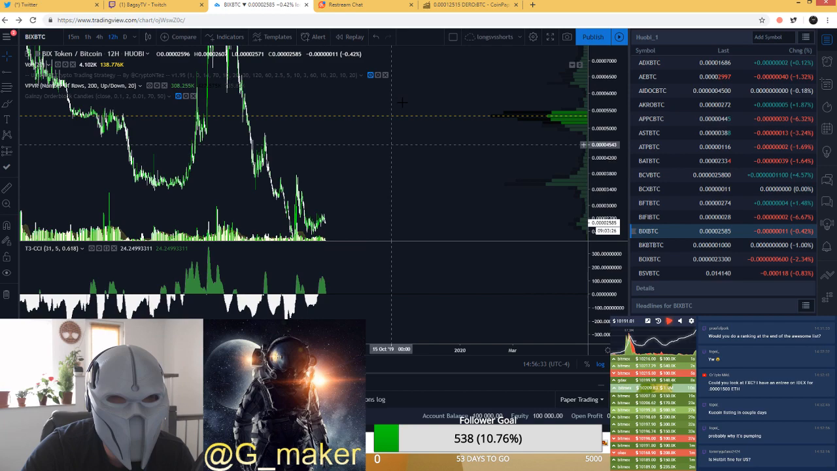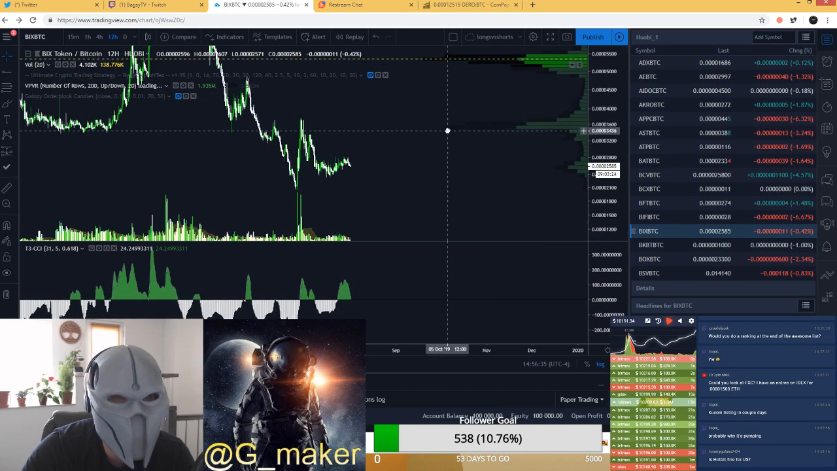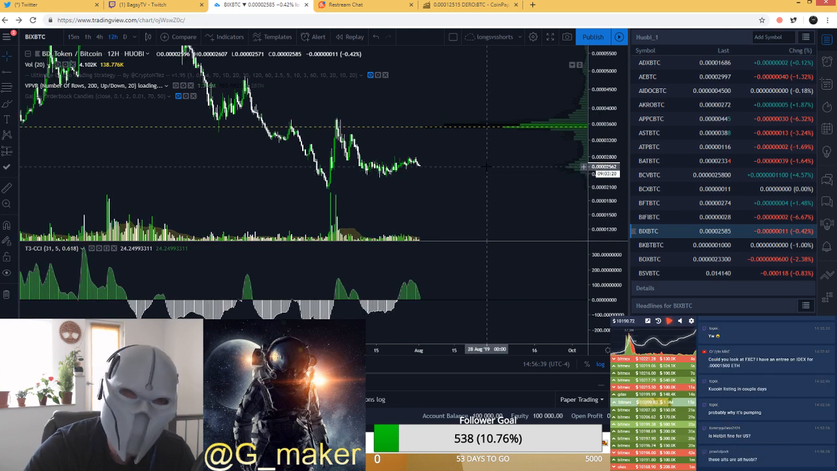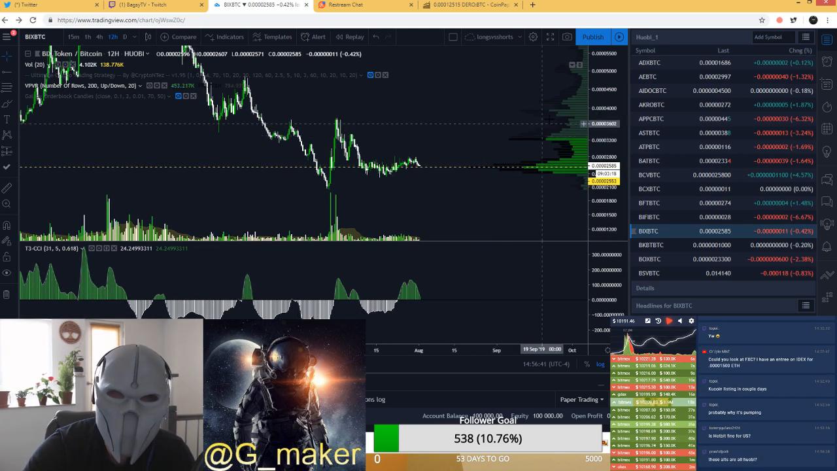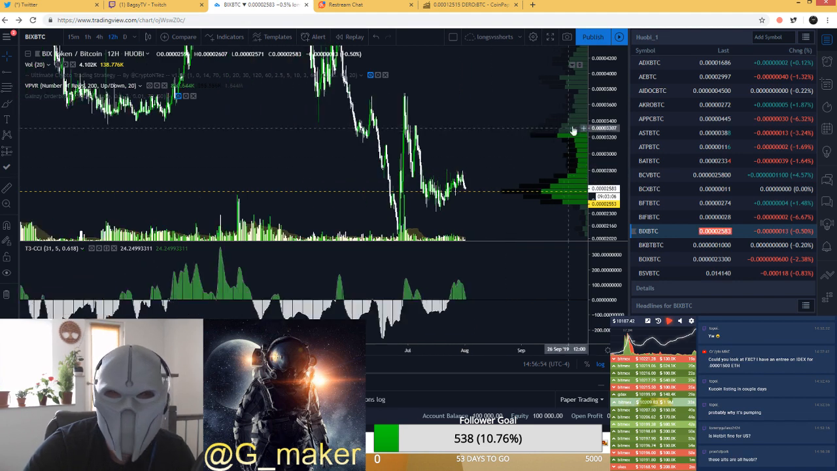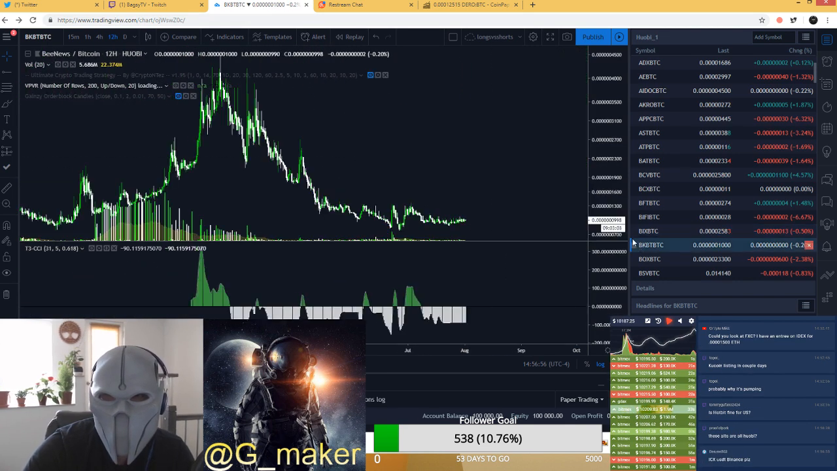Bix, BIX. It's on the edge, man. It's actually on the POC too. If it were to pump, this should be where it is, stop beneath. Exactly, this one, 2.4, and then target like 3.2, maybe 3.5. I agree.